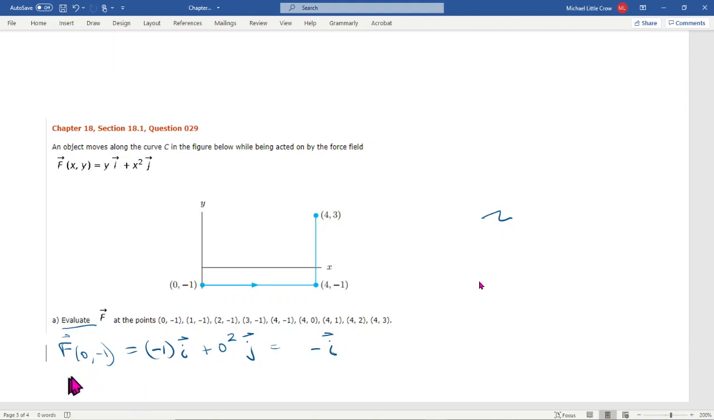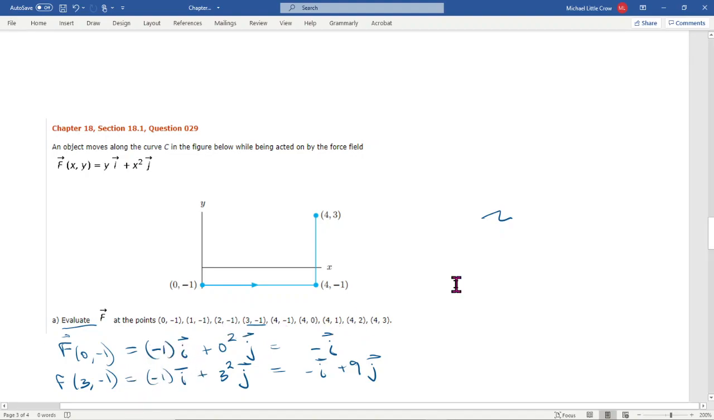And then you could do this for each of them. I'm just going to jump ahead a little bit here. We'll do 3, -1 to show you how that works. So again, the y component is still -1, and then the x component is 3. So we get 3 squared, and that's going to give us the force in the y direction actually. So we get -I plus 9j. So that would be our vector. And we could do that with each one. We're just plugging in the points.